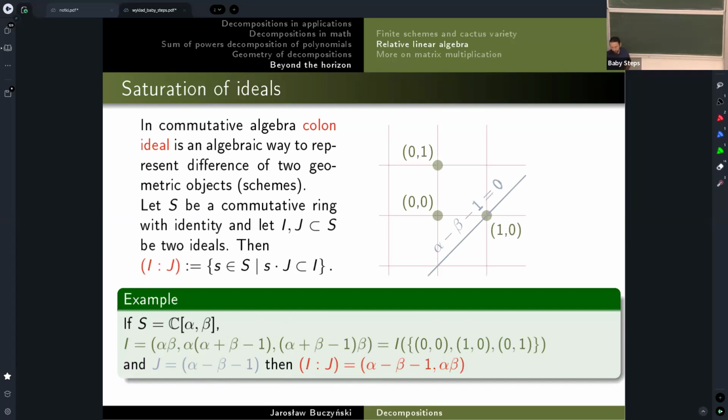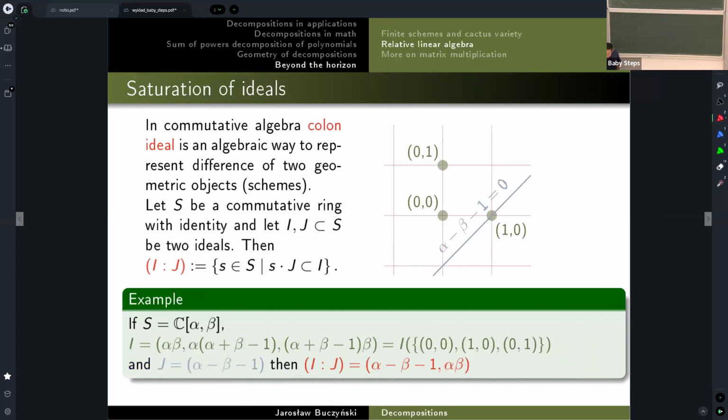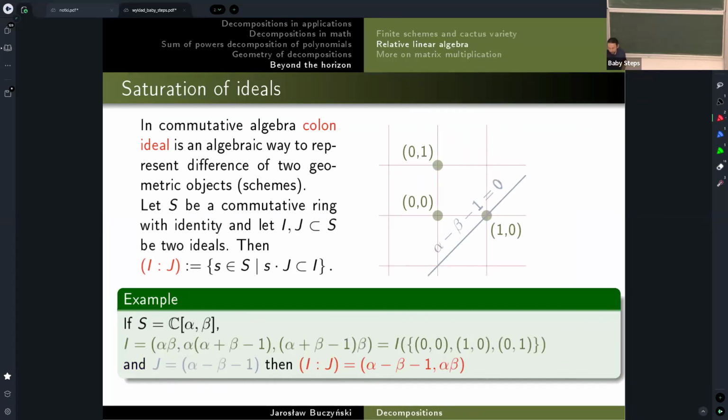If you take S to be the polynomial ring in 2 variables, and then I would be the ideal of all polynomials that vanish at these 3 points, the ones marked green on the slide. So this is my I. I take as J the equation of the line passing through one of them. What I get as a result is the ideal of all polynomials that vanish at the remaining 2 points. So this is what happens.